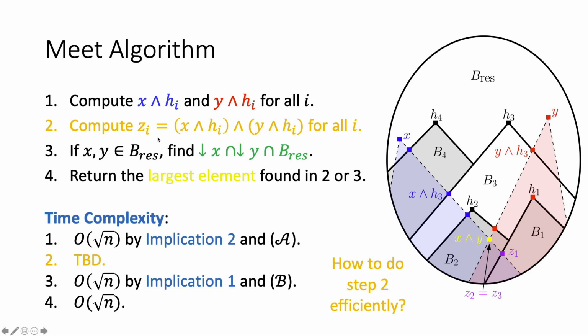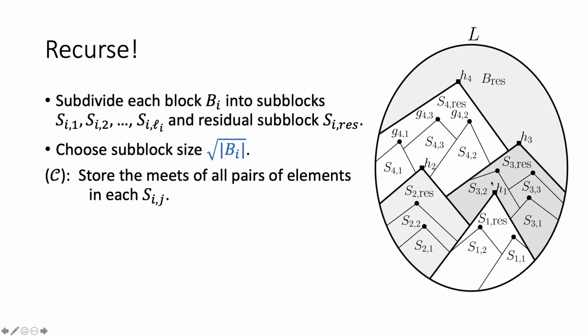All right, so what about step 2? Well, actually, if you look at what we're computing here, we're computing a meet of 2 elements within a block, right? We've got x meet h3 and y meet h3. We need to determine their meets. They're both in B3. Well, we can recurse to do this efficiently.